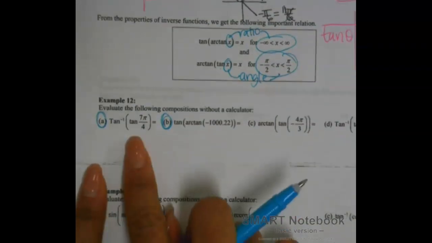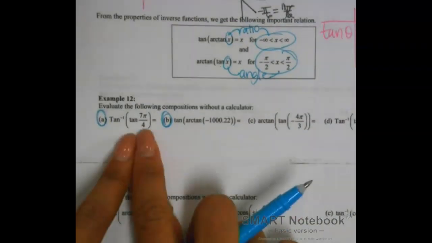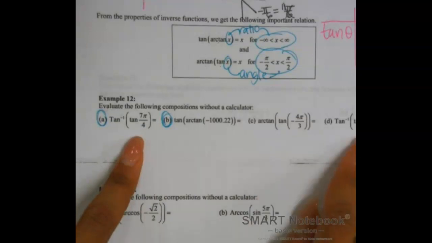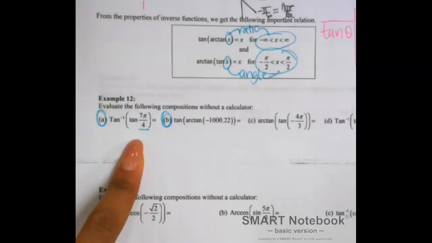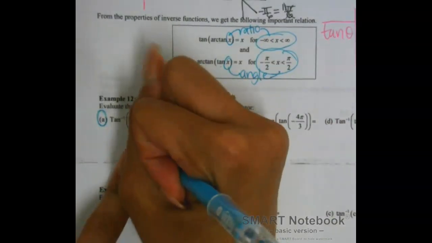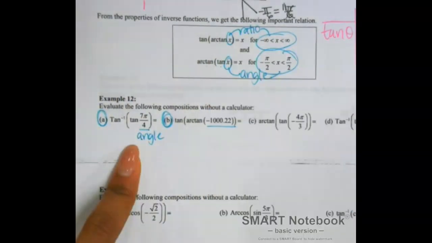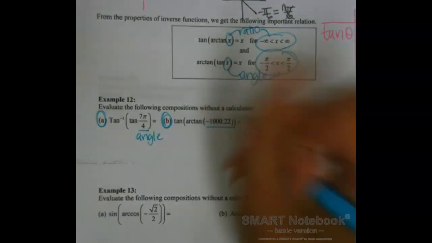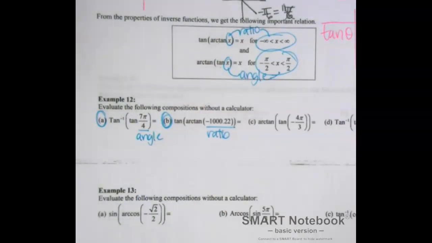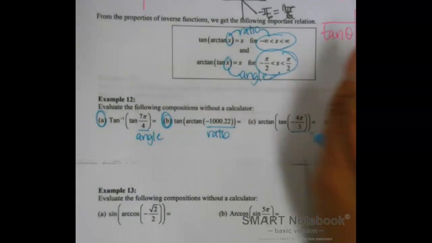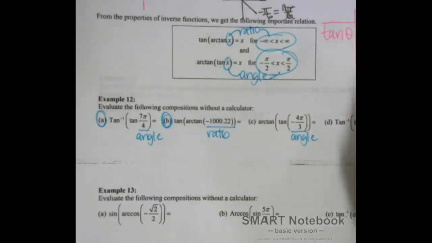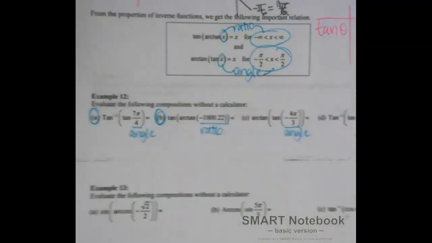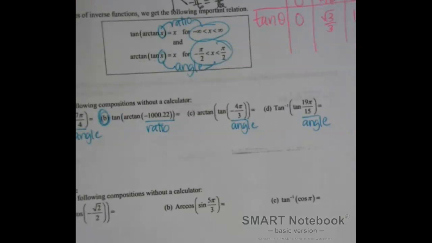So for question 12, we have all of these numbers that are in radians and ratios. So let's start with 7 pi over 4. I'm just labeling it. This is an angle. Negative 1000.22. This is a ratio. It's an ugly ratio. 4 pi over 3. Negative 4 pi over 3. That's an angle. And 19 pi over 15. That's also an angle. Even though I'm not doing C and D, I can at least write out what it is. It's not going to hurt.